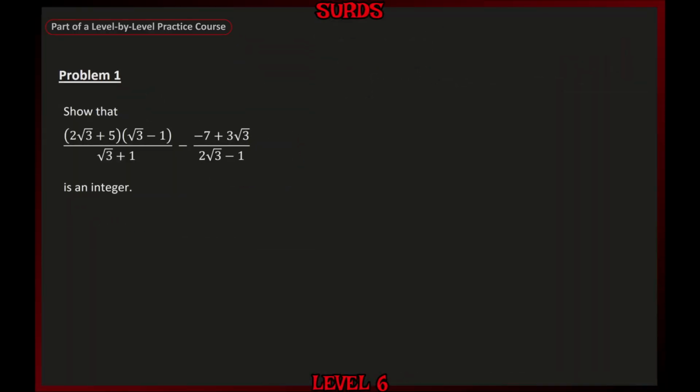In problem 1, we're asked to show that this expression is an integer. Now to start, instead of trying to combine the fractions straight away, I'm going to expand, simplify, and then rationalise each one independently before combining them at the end. So starting with the numerator of the first fraction, I'm going to expand. And if you'd like a bit more help with expanding brackets in general, take a look in the top right corner where you can see my course on expanding brackets.